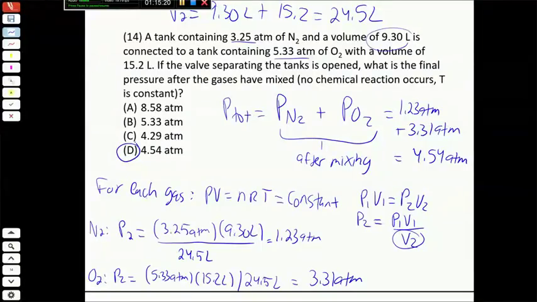How did you use the 16.2 again for that one? For O2? So that's the initial volume of the O2 tank. We're told initially that the tank containing O2 has a pressure of 5.33 atmospheres with a volume of 15.2 liters. So that's the initial volume that we had for oxygen. The final volume for both of the gases once they mix is the combined volume of the two tanks after you open up the valve between them and allow them to mix with each other.